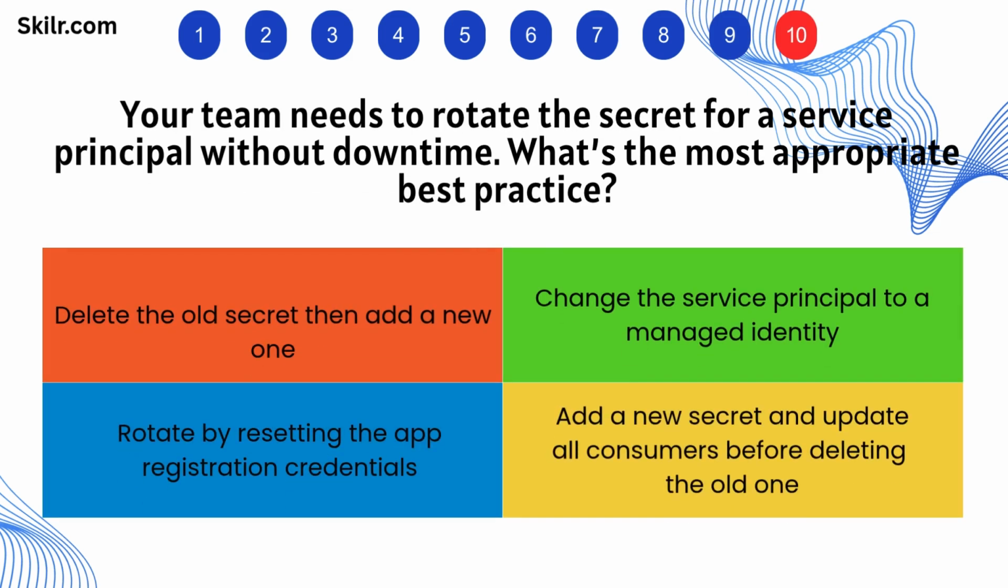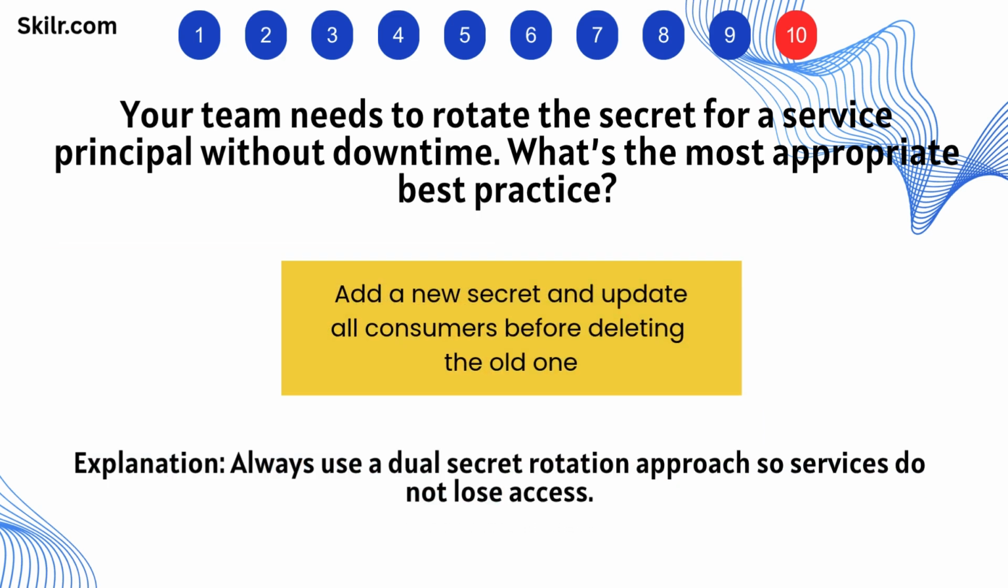Question 10. Your team needs to rotate the secret for a service principal without downtime. What's the most appropriate best practice? The correct answer is add a new secret and update all consumers before deleting the old one, as always, use a dual secret rotation approach so services do not lose access.